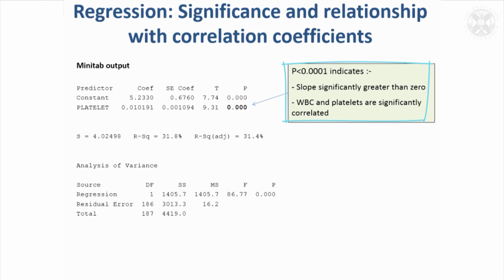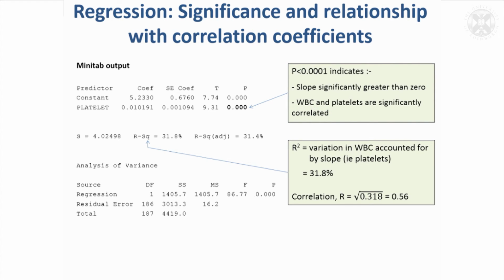We're sure that slope is positive, and if we did this study again, we'd get a positive slope. Maybe not exactly that value, but we'd get a positive slope again. So that's quite a useful result. It's proved that white blood cell count is correlated with platelets in this study. You can really ignore these values. These are used in calculating the regression equation, but the only thing that might be interesting to note is this R squared, which is a measure of the variation in white blood cell count which is accounted for by the slope, i.e. the platelets, and that's 31.8%.